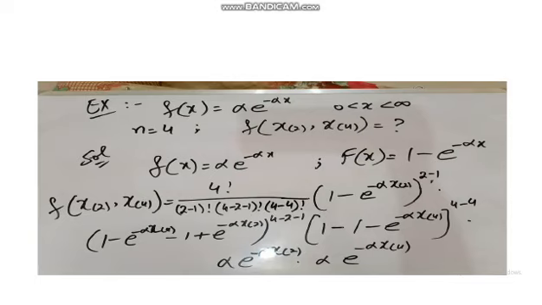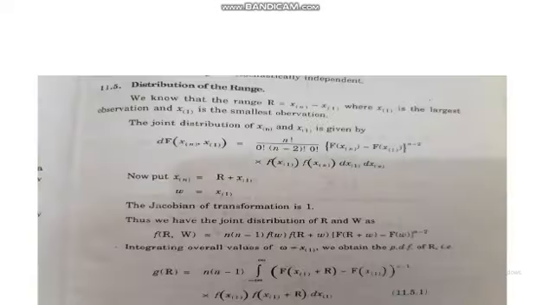Now up till now we have done the density of the rth observation and then the joint density of the rth and sth observation. Similarly, next we have the distribution of the range in ordered statistics. As we know, the range is the difference between the largest and the smallest observation. So we need to find out the density of this.